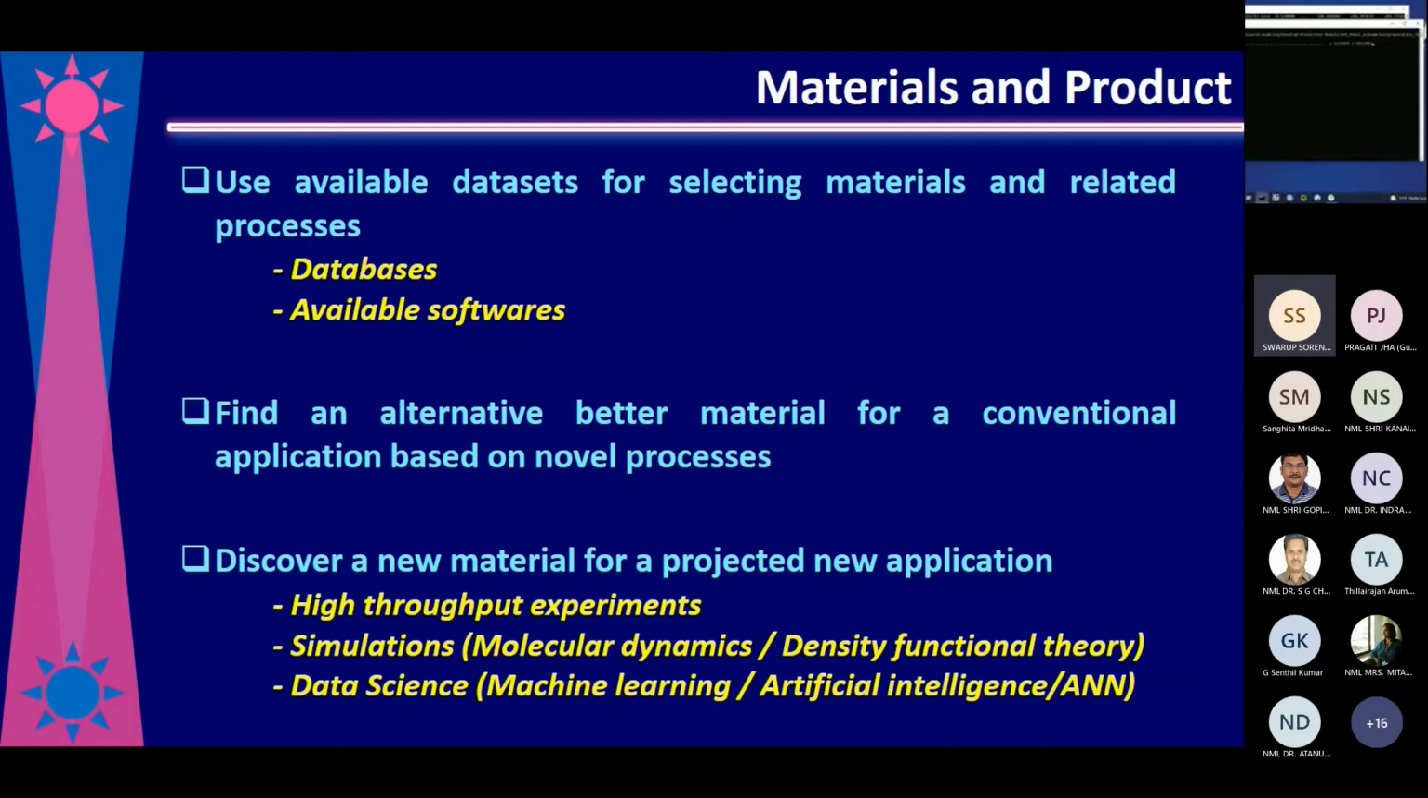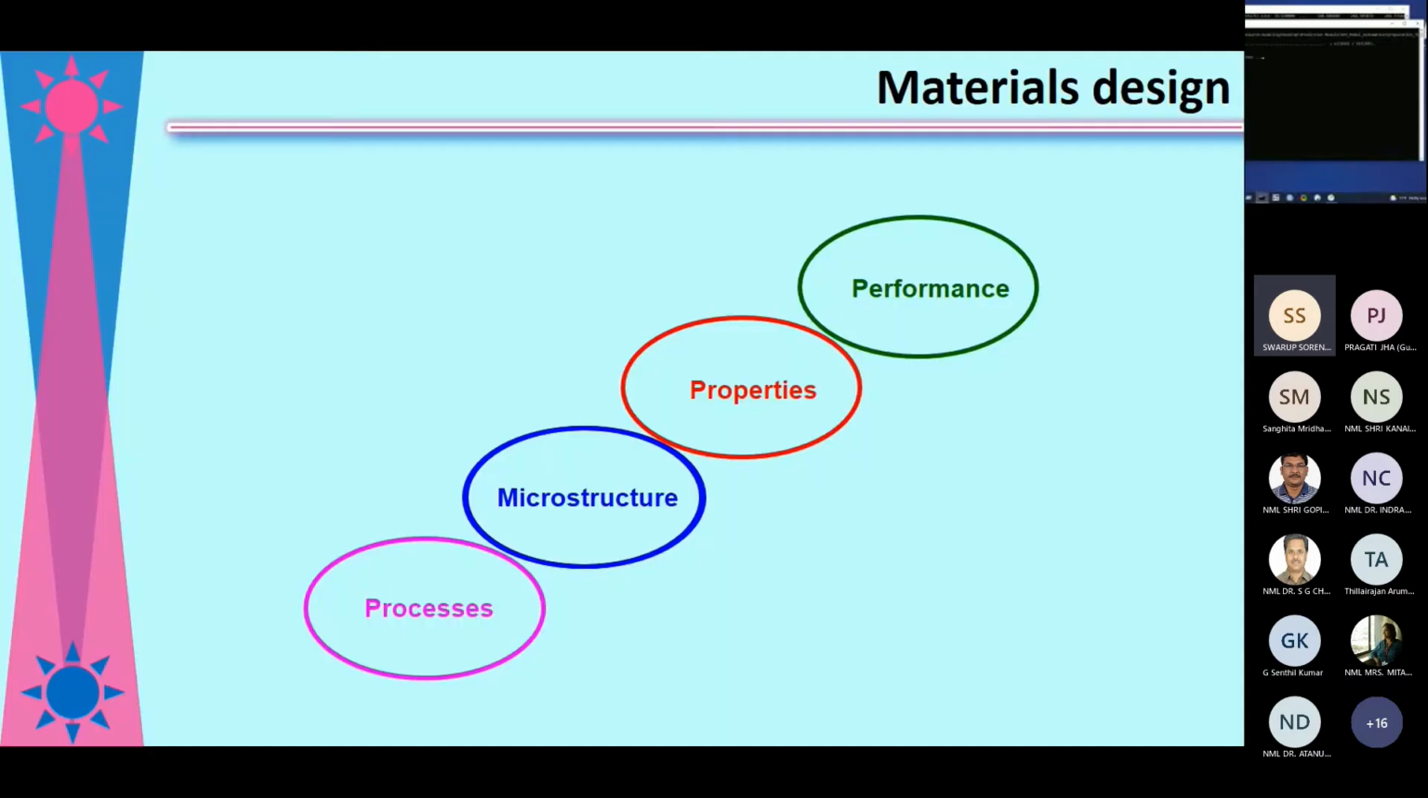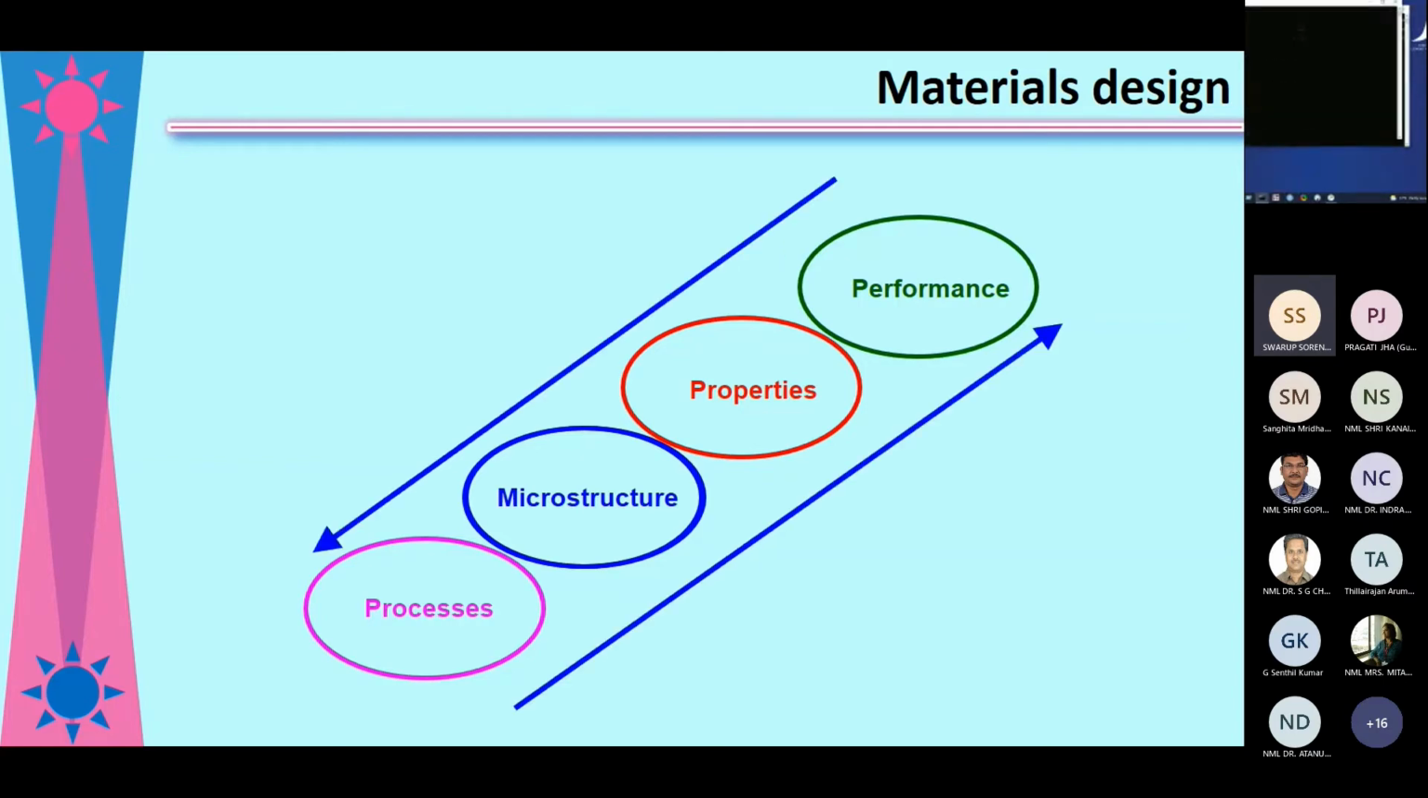So how do we do this? If we want to make and design a material, there are 4 things we should take care of: the process, microstructure, property, and performance. So we can go in 2 ways. We start with the process and go to the performance, or we know what we want and then go back to the process, to see what we can do to get these properties.